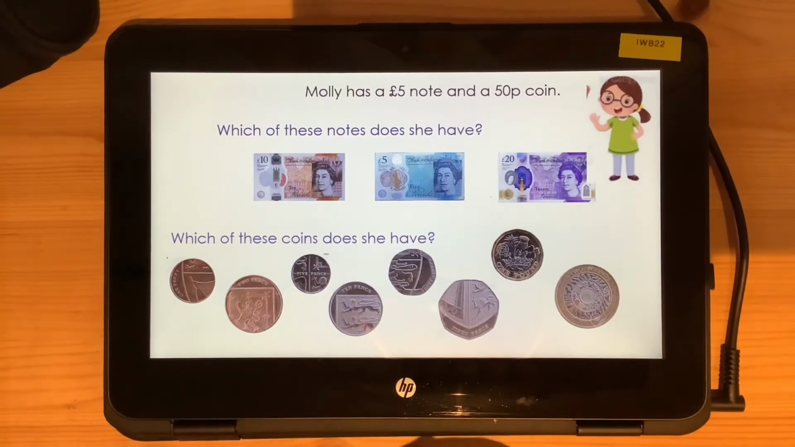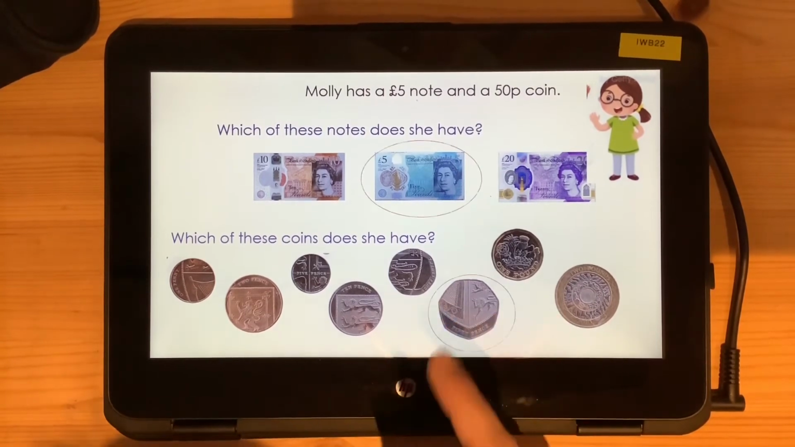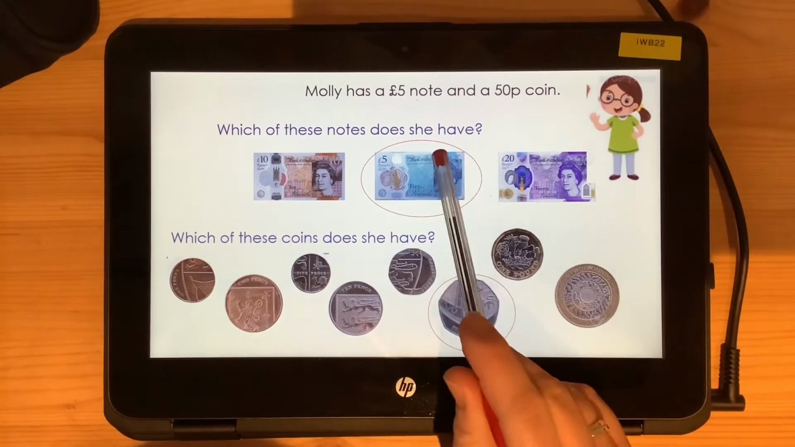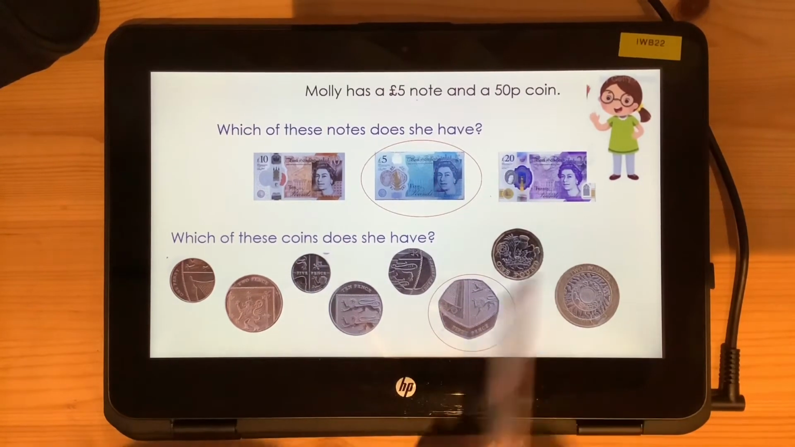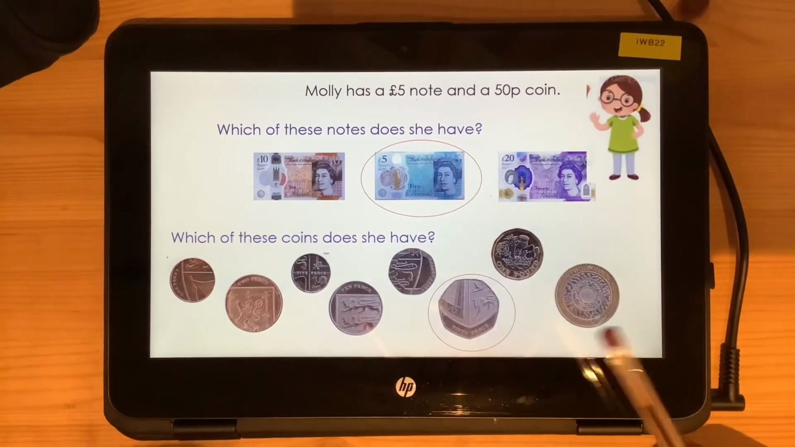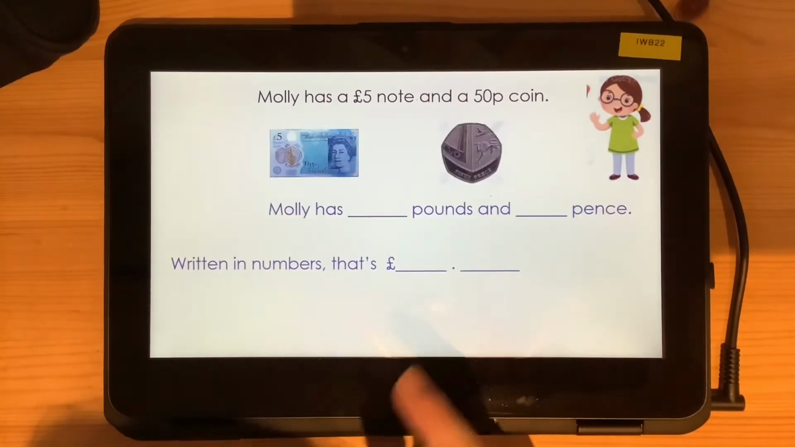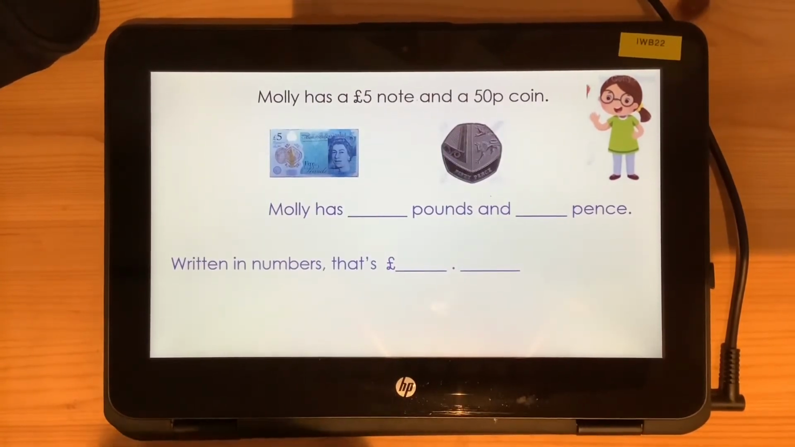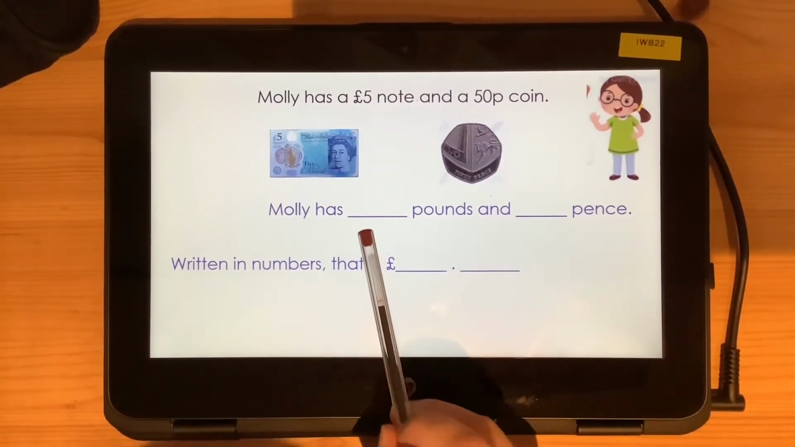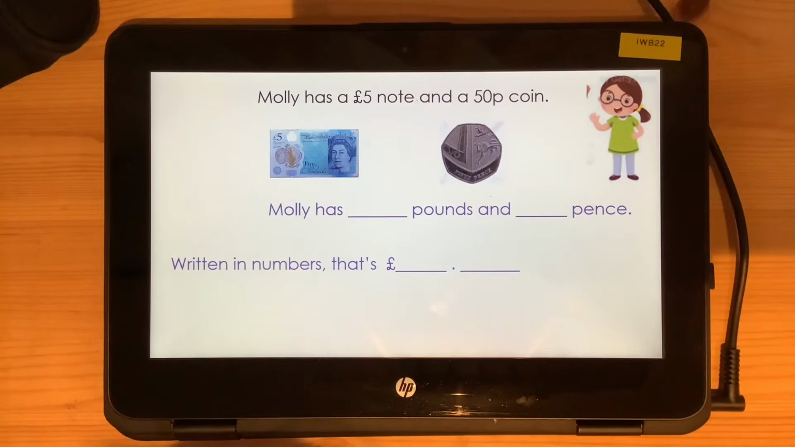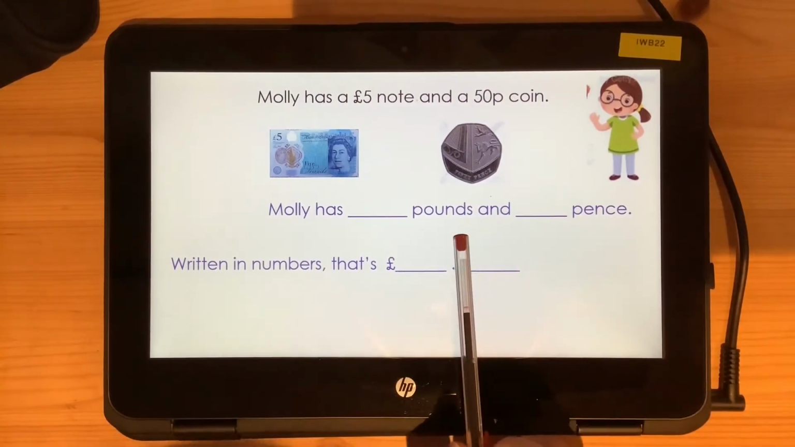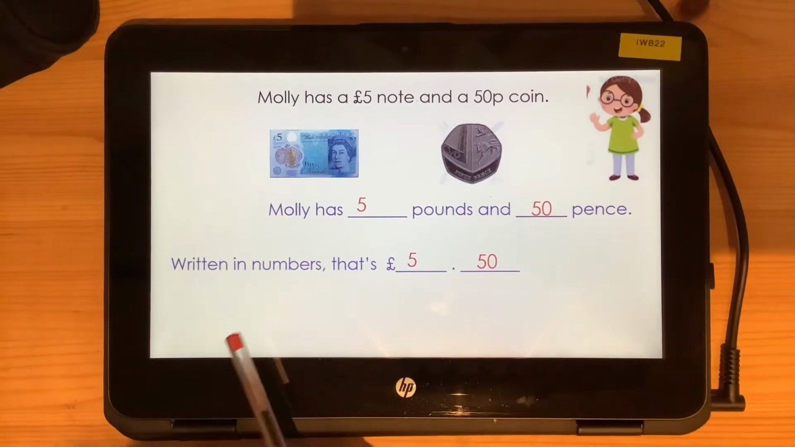Molly has a £5 note and a 50p coin. Which of these notes does she have? Which of these coins does she have? Well, Molly has a £5 note, which is the smaller blue one of all the notes, and a 50p coin. A 50p coin is silver and has some straight edges. Molly has a £5 note and a 50p coin, so how much money does she have? Have a go at filling in the blanks. So Molly has £5 and 50 pence. Written in numbers, that's £5.50.